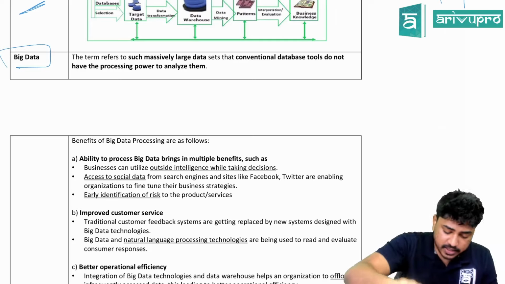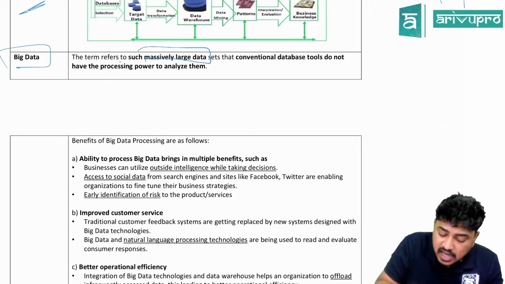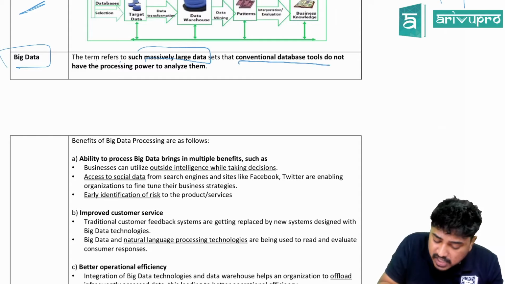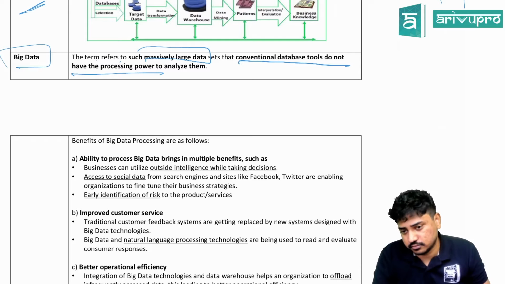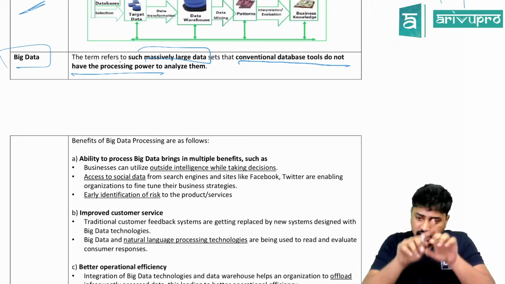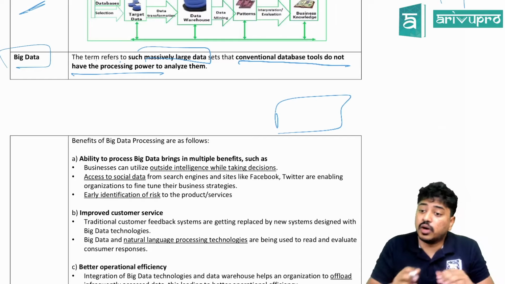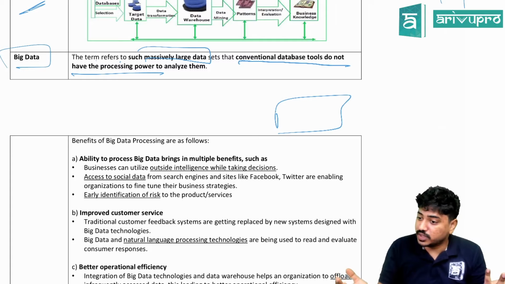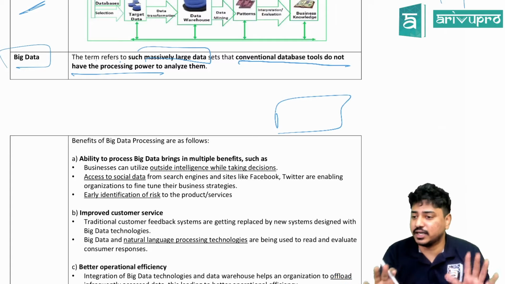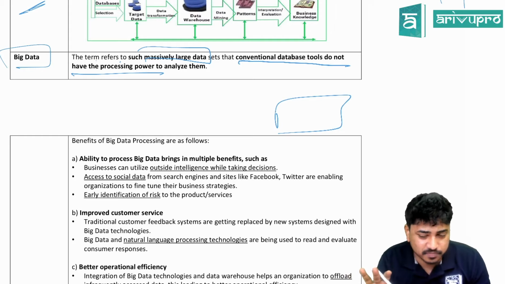Let us read here. The term refers to such massively large data that conventional database tools do not have the processing power to analyze them. Big data is also a database only, but it has too much data. We call it big data, which a normal database cannot process.